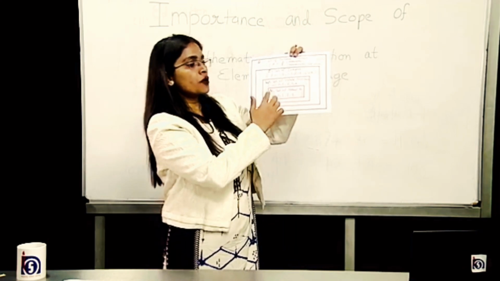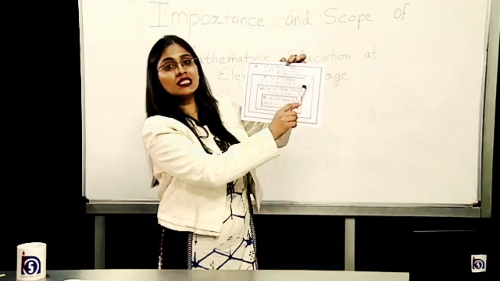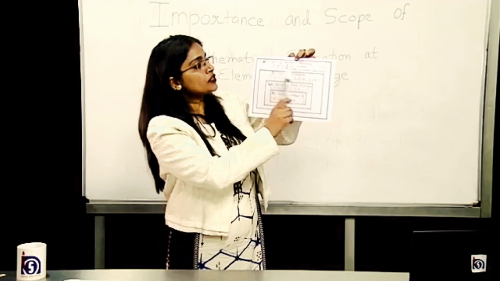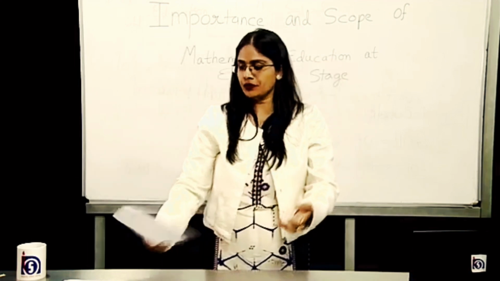The first box represents the set of natural numbers. The second box represents the set of whole numbers. The third one shows the set of integers. And the last one shows the set of rational numbers. Rational numbers are in the form of p by q, where p is the numerator and q is the denominator, which is non-zero. Set of integers, set of whole numbers and set of natural numbers.